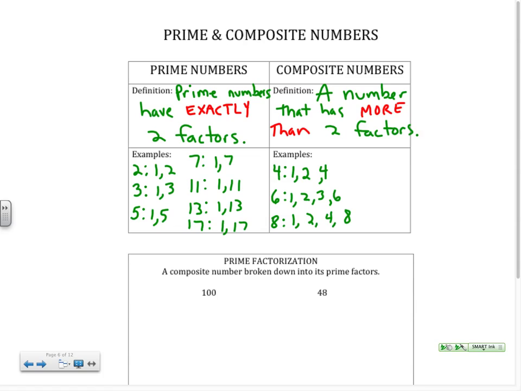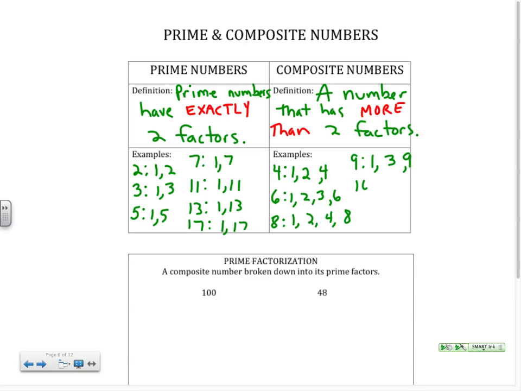Let's take a look at 9. Some people think 9 is prime because it's an odd number, but that's not true. Some odd numbers are prime, but not all odd numbers because it has 3 factors, 1 and 9, and then 3, because 3 times 3 is 9.